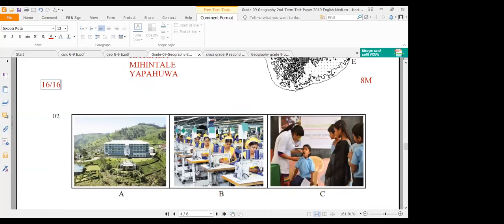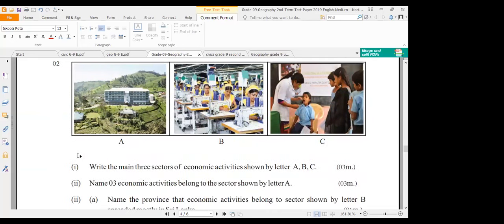Okay, now question number 2. Write the main 3 sectors of economic activity shown by the letters A, B, C. Letter A. Agriculture, yes.